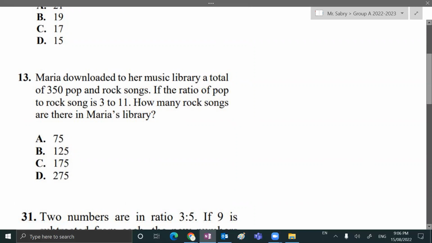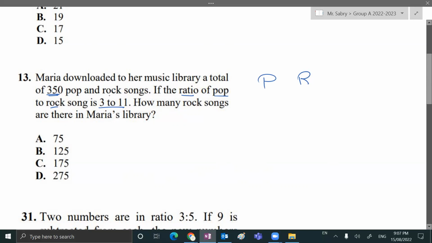It says Maria downloaded to her music library a total of 350 pop and rock music songs. If the ratio of pop to rock is 3 to 11, how many rock songs are there in Maria's library? So please focus على ازاي بحل الاوردر ببتدي منين and so on. أول ما لقيت ratio قلت لازم أكتب الريشيو. It's ratio between what? Between pop and rock. So I'll just write P and R. لازم أكتب بنفس الترتيب اللي هو كتبه.